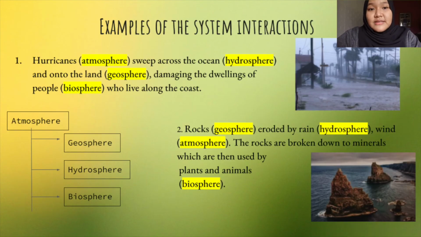If you don't understand, here are the examples of the system interaction. Both of these examples are the interaction for the four types of sphere together. First, hurricanes swept across the ocean and onto the land, damaging the dwellings of the people who live along the coast. Second, rocks eroded by rain and wind. The rocks are broken down into minerals which are then used by plants and also animals. These are the interactions that occur between the atmosphere, hydrosphere, geosphere, and also biosphere.